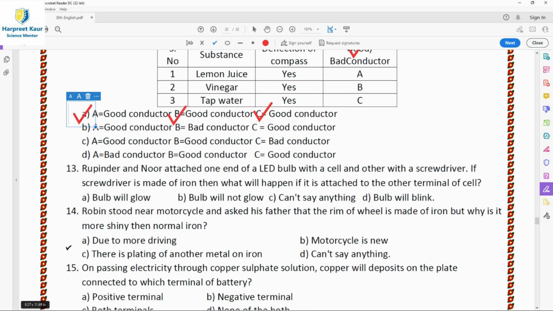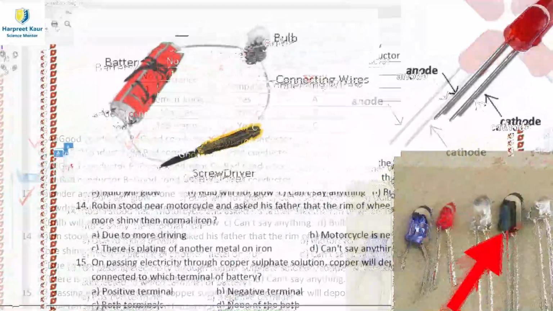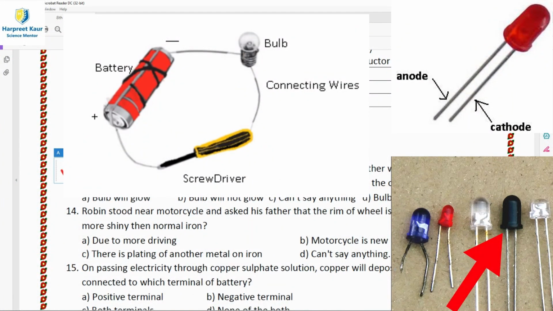Then moving on to question 13. Rupinder and Noor attached one end of an LED bulb with a cell and the other with a screwdriver. If the screwdriver is made of iron, then what will happen if it is attached to the other terminal of the cell? As the screwdriver is a metal, the metal conducts electricity.